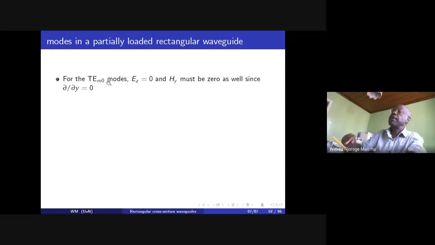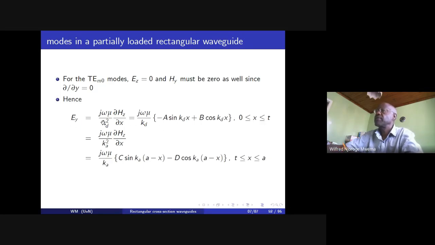So for the TE and M0 modes, the Ez is equal to 0 and Hy must be 0 as well, since the d/dy is all going to be equal to 0. And hence, Ey is just going to be given by that relation there. And we see that it's going to have two values. That is, j omega mu by kd times minus A sine kd x plus B cos kd x in the dielectric region. And in the air region, it should have a value of j omega mu by ka times C sine ka (a minus x) minus D cos ka (a minus x) in that region.